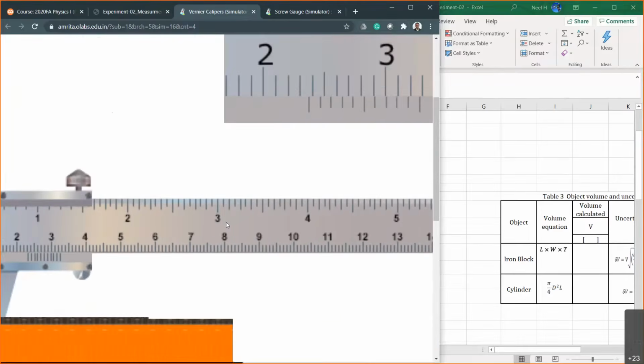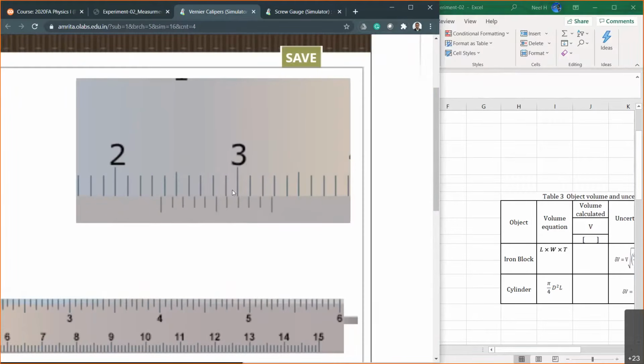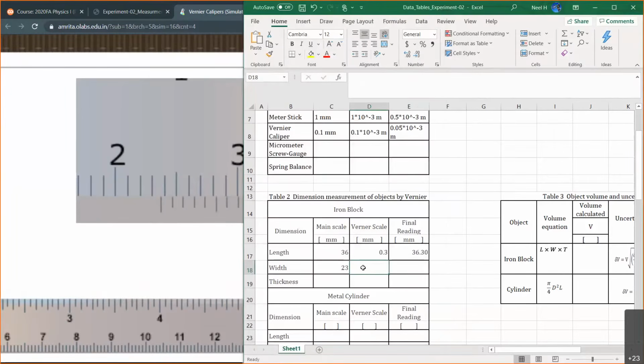So you see the first closest alignment. I'm going to read this line. That is the sixth line on the gray scale. Sixth line means multiply by 0.1. That should be 0.6 in millimeters. Then you add these two numbers.